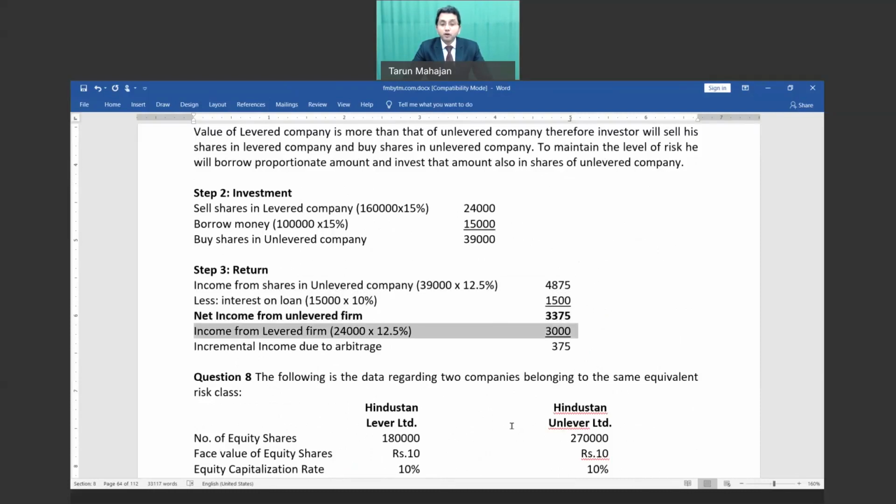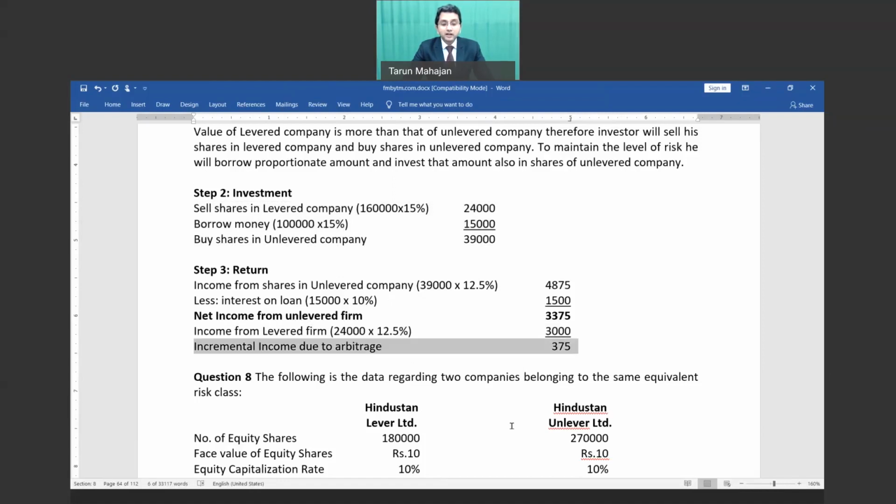Before switching over, what was your income? See, your investment was 24,000 rupees. And on the investment of 24,000 rupees, you were earning 12.5%. That is 3,000 rupees. So I made additional profit. Fantastic. My additional investment is zero. My additional risk is zero. My additional return is 375.